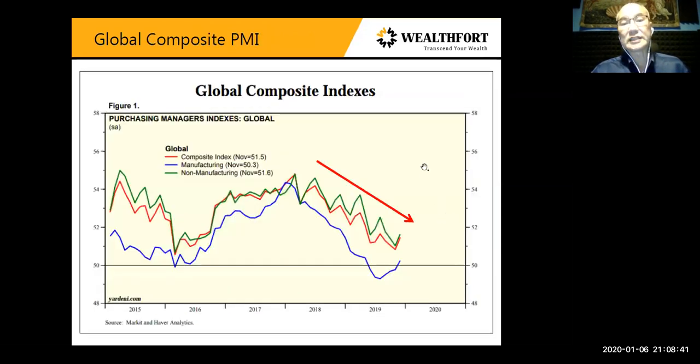So global composite indexes, purchasing manager indexes, global, you can see that is going on a downtrend. Composite means it includes the manufacturing and non-manufacturing. Okay, although it is in expansion, but the value is low. If you compare it versus just about 2 years ago, it is above 54. Right now is at 51 plus, and here just slightly above 50.